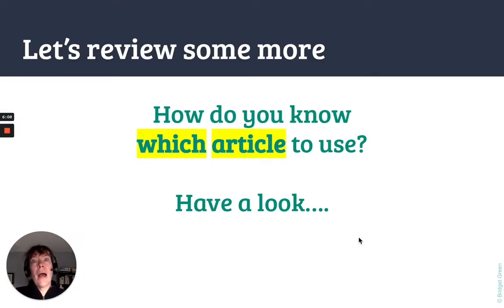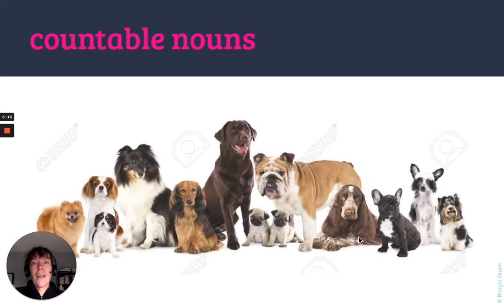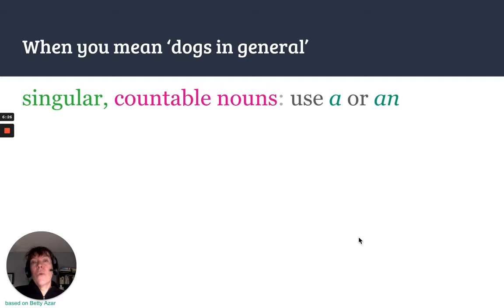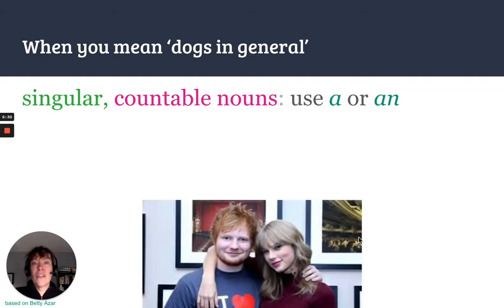So, how do you know which article to use? Let's talk about countable nouns first, and these beautiful dogs. When you mean dogs in general, not one dog, but dogs in general, then with singular countable nouns, you use a or an. So you know her, she's Taylor Swift, right?